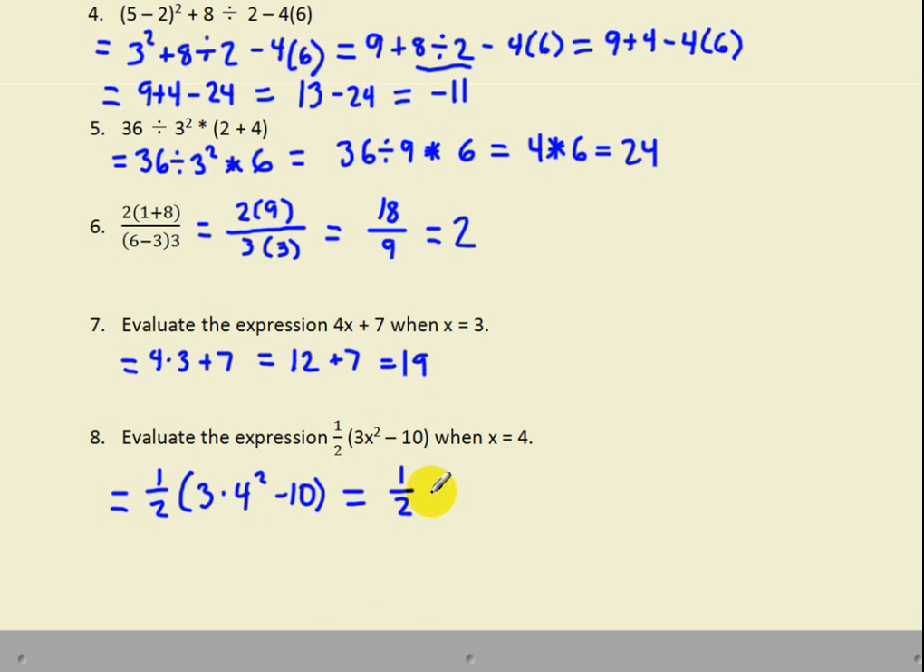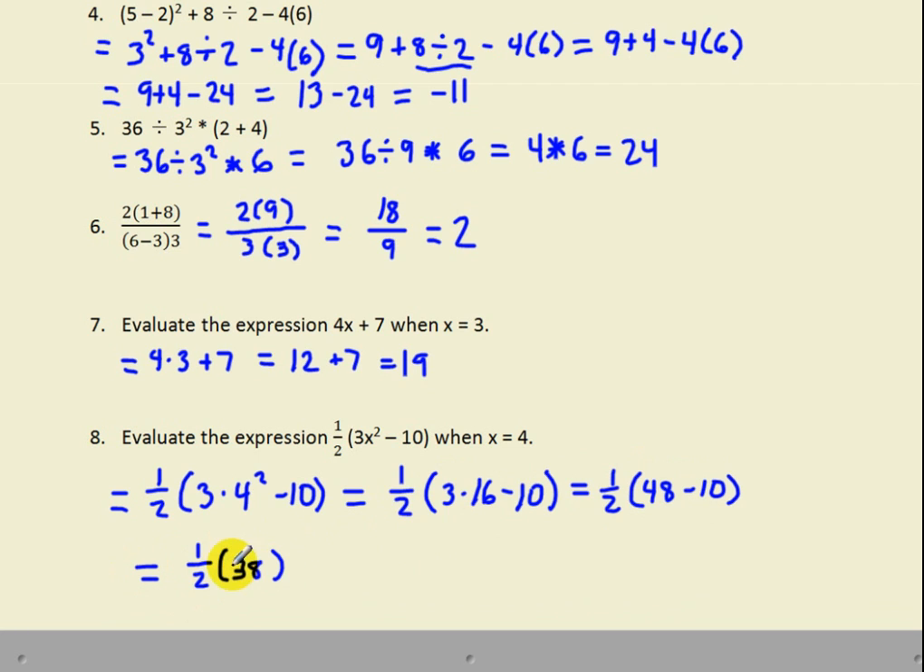So next step, we have 1/2 3 times, and now we evaluate the exponent. 4 squared is equal to 16 minus 10. Now we have to evaluate the multiplication here. So we have 1/2, 3 times 16 is 48 minus 10. And now we just have one operation left in that grouping. So we have 1/2 times 48 minus 10 is 38.